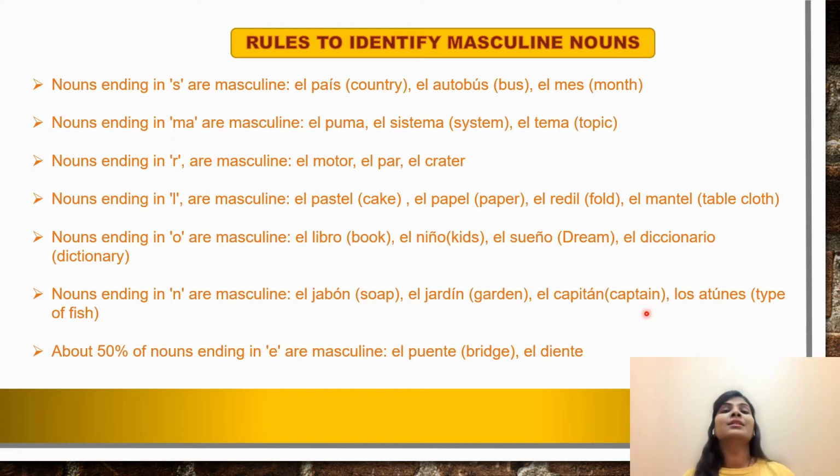Rule number 7. About 50% of the words ending with an E are masculine. Example: el puente is the bridge; el diente is the tooth. These are words ending with an E and are masculine. So words ending with an E will be divided between 50% feminine and 50% masculine. Few examples here of the masculine part.